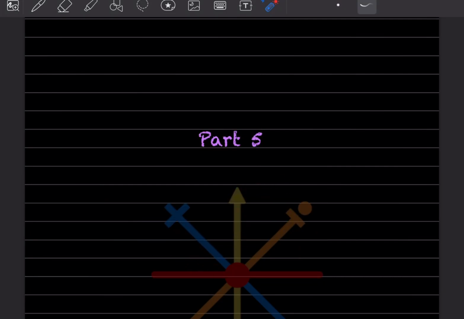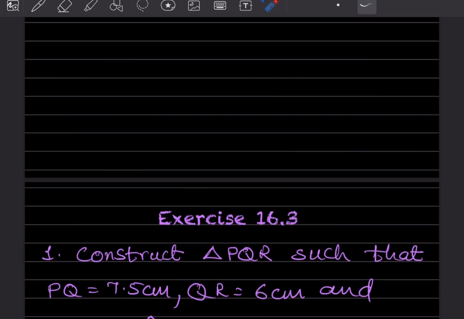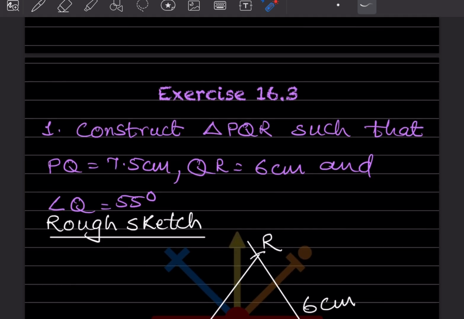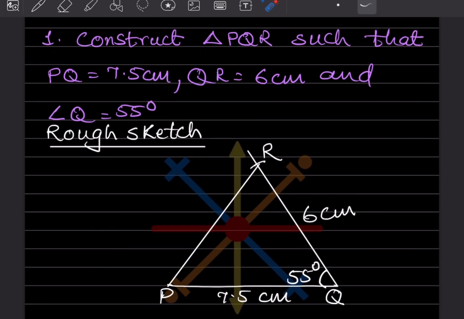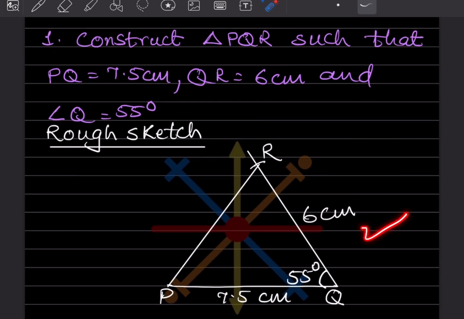So today we'll do part 5. In that we'll see exercise 16.3. Construct triangle PQR such that PQ is 7.5 centimeter, QR is 6 centimeter and angle Q is 55 degree. So this is the rough sketch. So we'll take this PQ at 7.5.